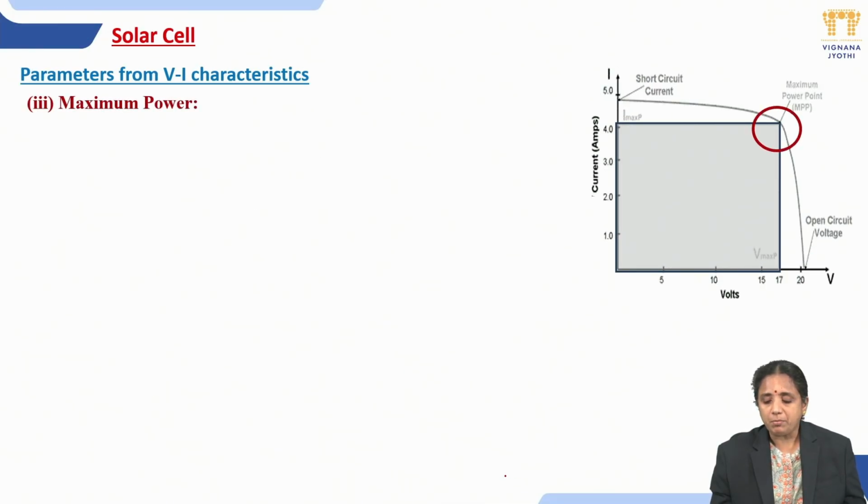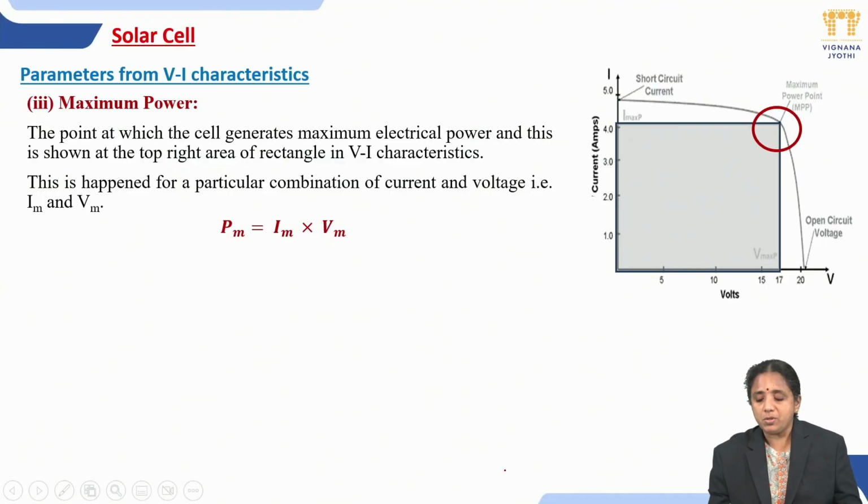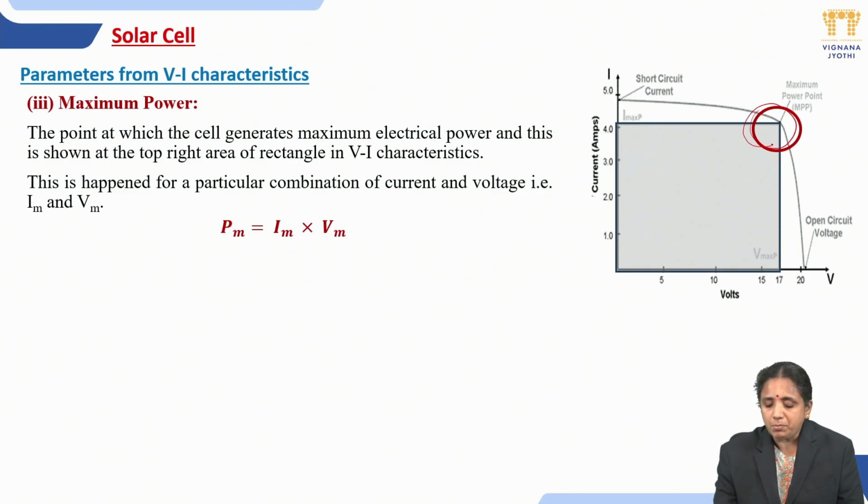Now maximum power can be determined by using the graph itself, at which it generates the maximum electrical power. This is shown over here with a circle. This happens for a particular combination of current and voltage. So for this combination of IM and VM, you can calculate the maximum power point.